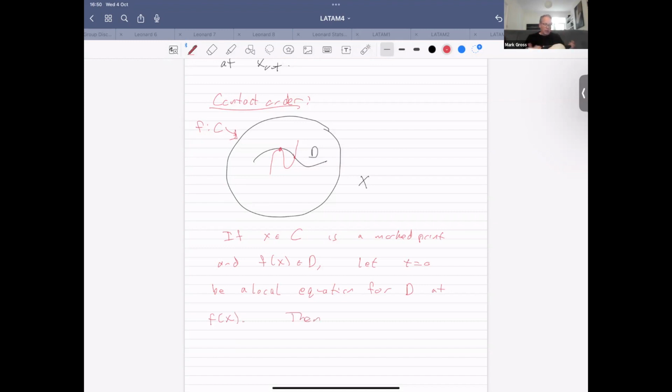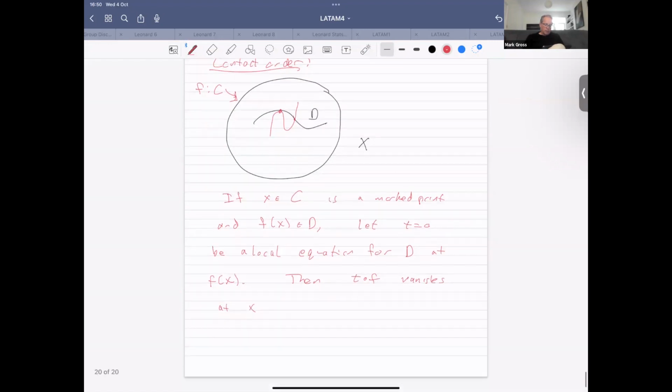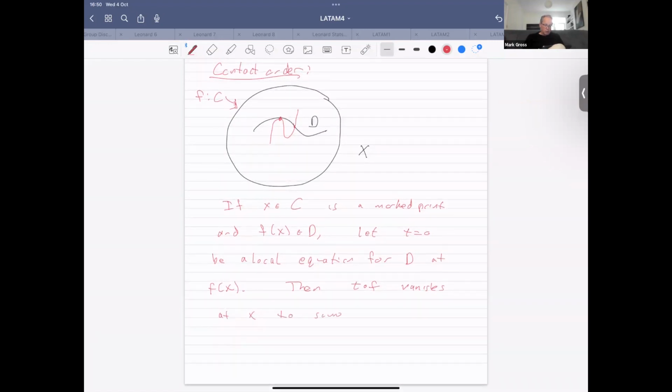So t is some function on x that cuts out D, that defines t equals 0, defines D locally. So I can then look at the function t composed with f. This vanishes at x to some order, called the contact order of f at x with the divisor D.